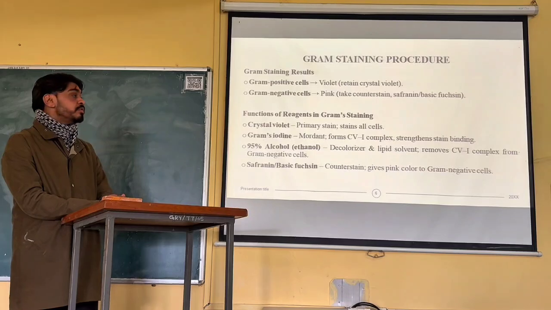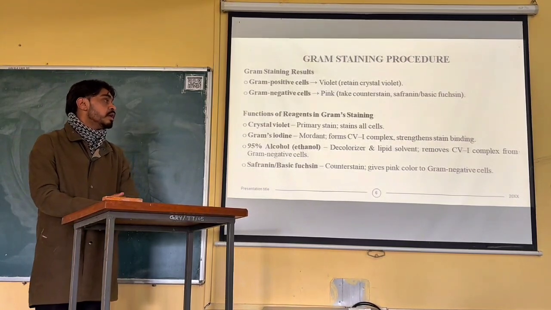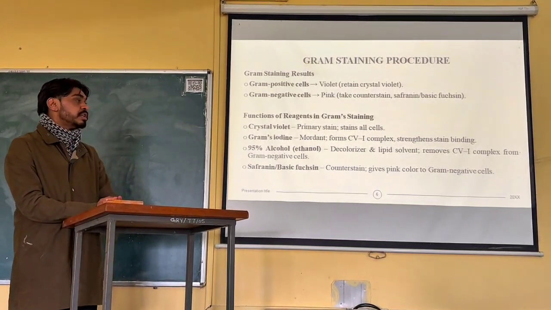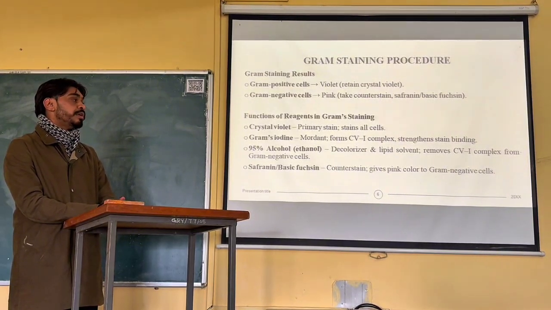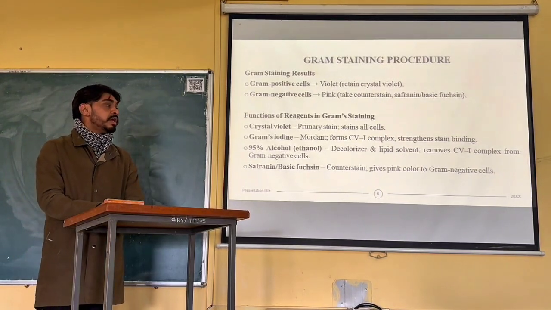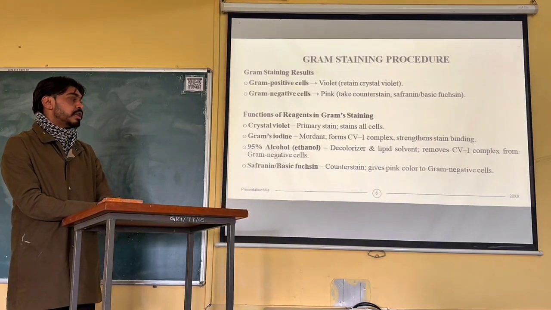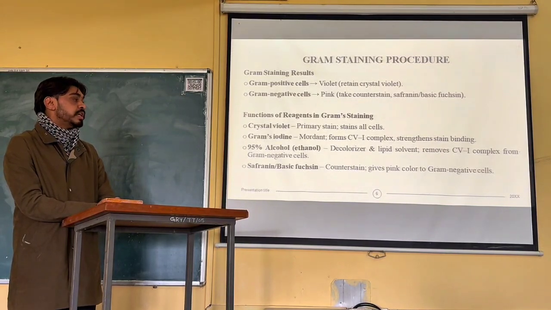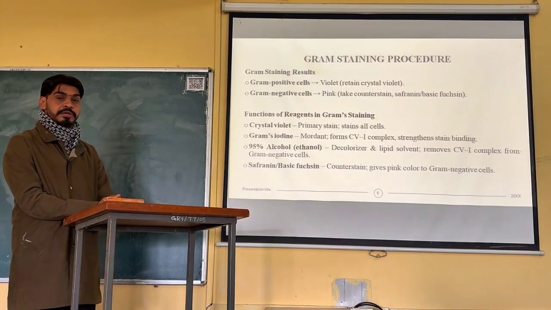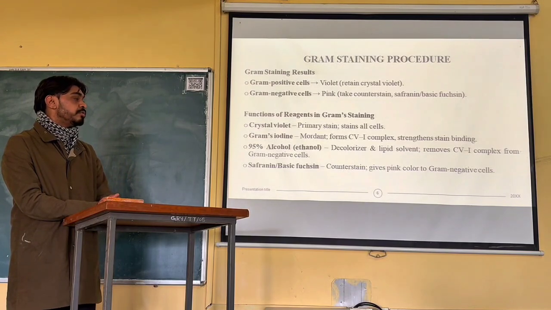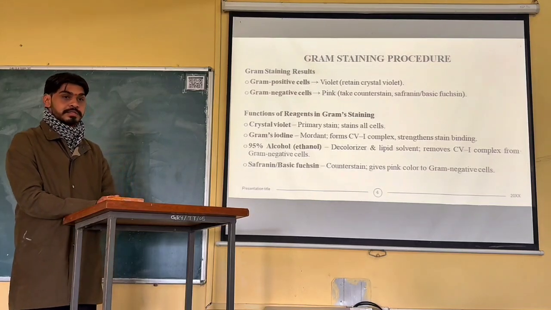Later, we are going to study the functions of reagents in gram stain, which include crystal violet and gram iodine. Crystal violet is the primary stain and stains all the cells. Gram iodine is the mordant, which forms the crystal violet-iodine complex and strengthens the stain binding. 95% alcohol, which is ethanol, gives the decolorizing action, a lipid solvent that removes the crystal violet-iodine complex from gram-negative cells. Later, safranin and basic fuchsin are used as a counterstain which gives a pinkish color to gram-negative cells. Thank you.